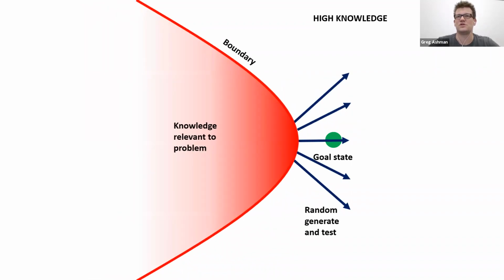Now, if you've got a high knowledge individual and they're doing something new, they've been presented with something that they are trying to achieve that they haven't done before. The difference for them is that their knowledge boundary is much closer to the goal state to begin with. So I'll give you an example.